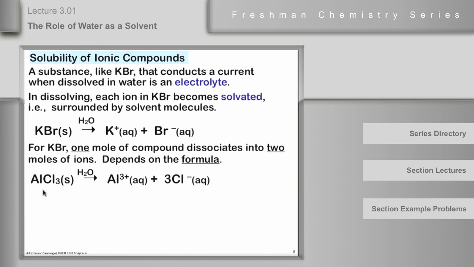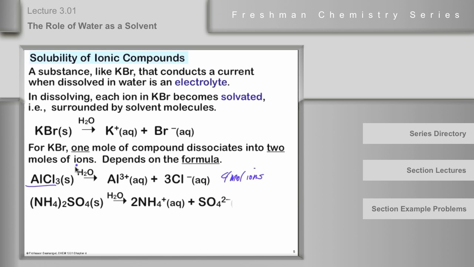For example, aluminum trichloride is an ionic compound that dissolves in water to produce Al3 plus, aqueous, and 3 chloride ions, aqueous. So this means you get 4 moles of ions for 1 mole of the electrolyte. Okay, so a little bit of that would really make the light bulb light.